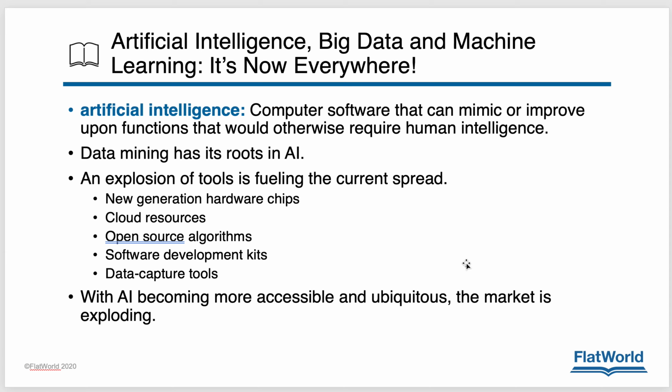So we have a new generation of hardware chips that are faster. We have cloud resources. We have open source algorithms in software such as R, which is pretty much entirely for statistics, and Python, which is more for data management, statistics, and operations research kinds of algorithms. Software development kits and data capture tools. AI is becoming more accessible, and the market is kind of exploding.